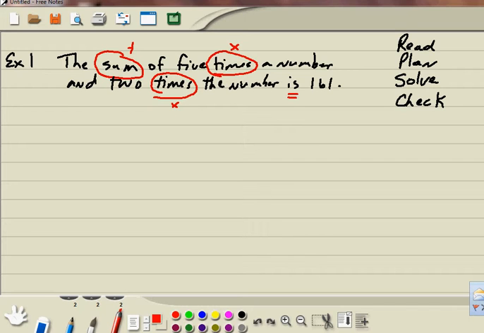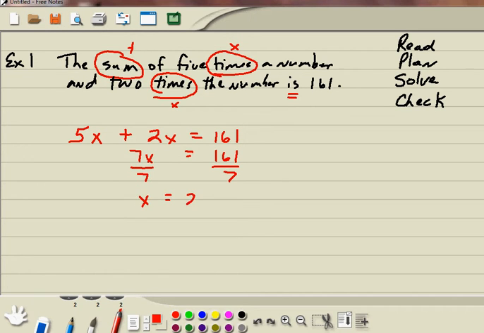So we have the sum of 5 times, well, 5 times our variable, 5x, plus a number, and 2 times that number, or 2x, equals 161. And then we do our basic algebraic solving. 5x plus 2x is 7x equals 161. This is multiplied, so we'll do the opposite. So we'll divide by 7, and we get x equals 23.